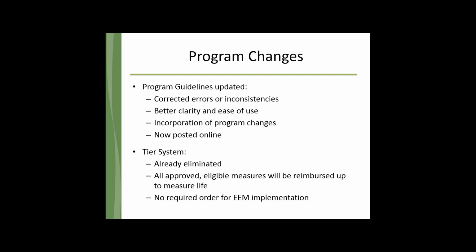The next big change that has really substantially changed the program is the tier system, or more specifically, the elimination of the tier system for measures. At this point going forward, all eligible measures in the program, all approved eligible measures in the program will be reimbursed up to measure life, and they may be implemented at any time. There are a few districts that have made some commitments to cleaning up some old measures from years past, and they will be expected to continue to move forward with those. But in terms of what districts may or may not do going forward, it is completely up to them.